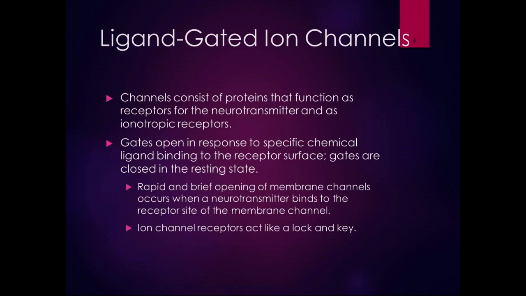The ligand-gated ion channels consist of proteins that function as receptors for the neurotransmitter, and as ionotropic receptors. The gates open in response to specific chemical ligand binding to the receptor surface. The gates are closed in the resting state. Rapid and brief opening of membrane channels occurs when neurotransmitter binds to the receptor site of the membrane channel. The ion channel receptors act like a lock and a key. The channel is the lock, and the ligand, the chemical that's going to bind to it, is the key.